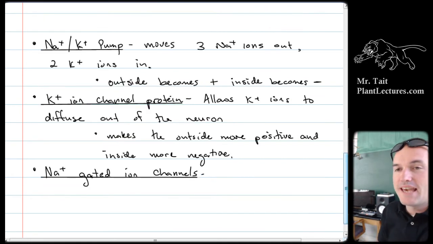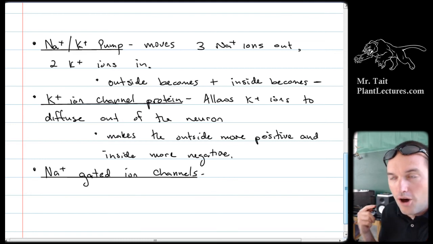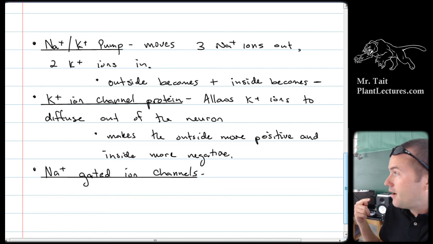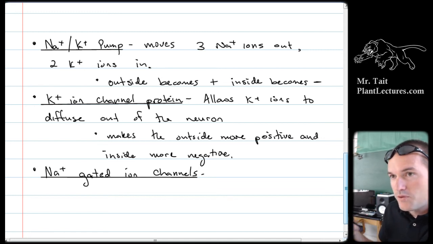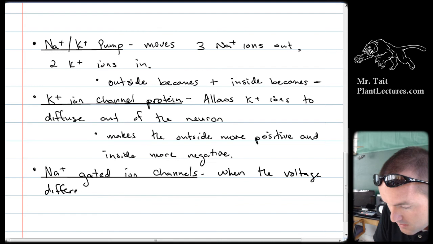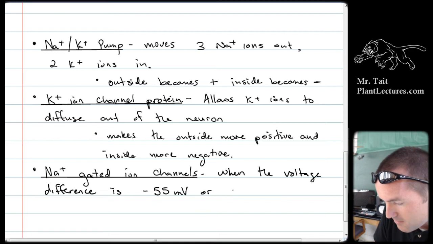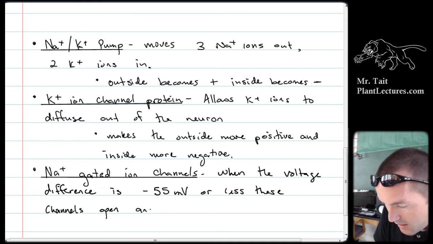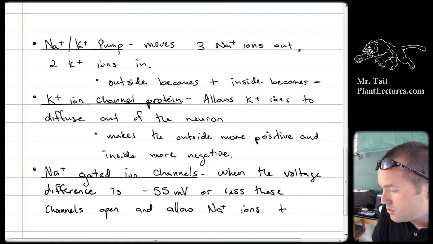Okay, we can say that these gated ion channels are only going to open when the differential in voltage reaches negative 55 or less. Okay, so when the voltage difference is negative 55 millivolts or less, these channels open and allow Na plus ions to diffuse in.